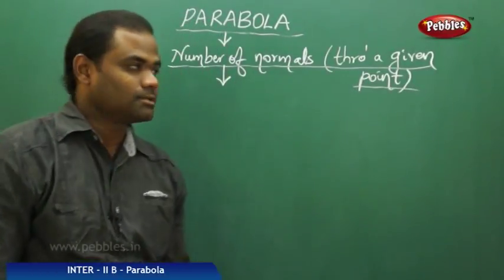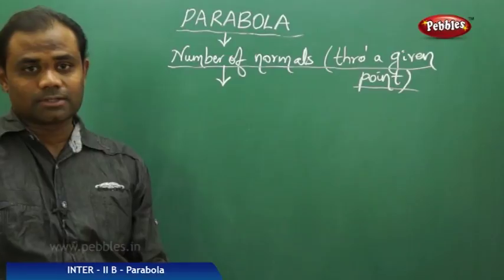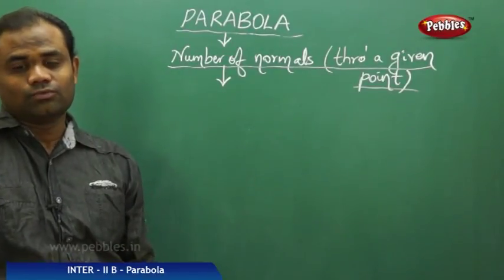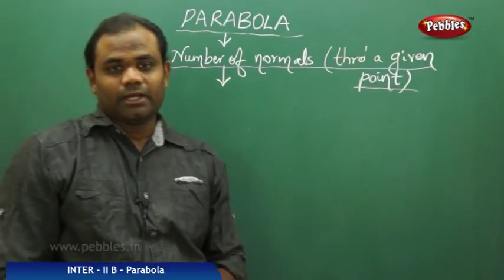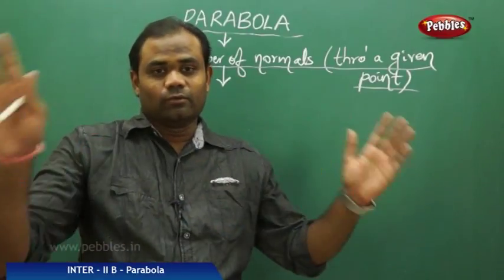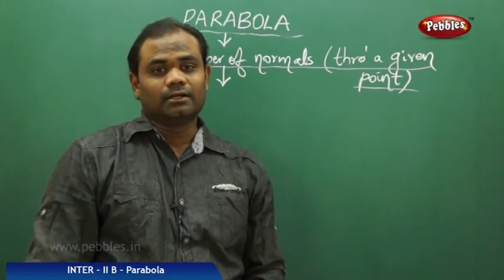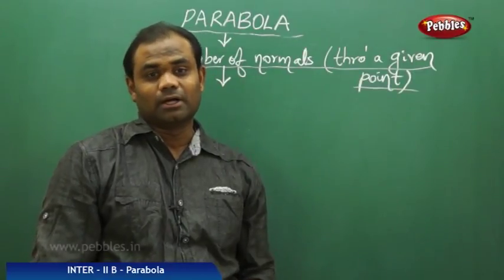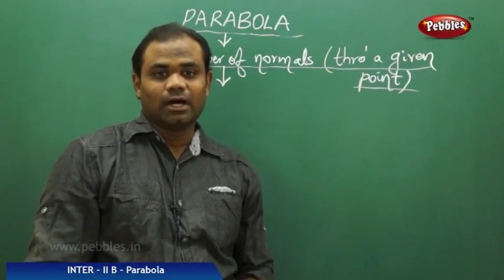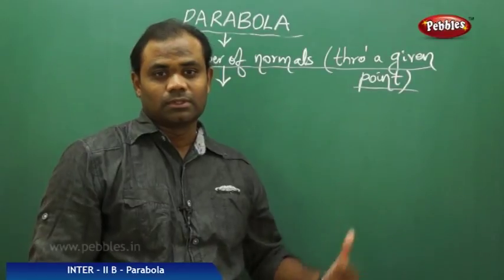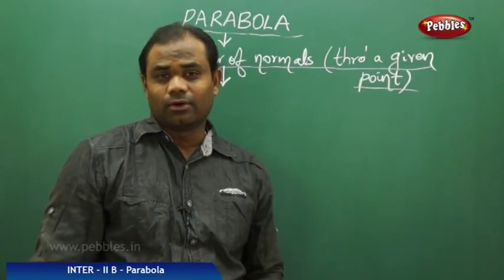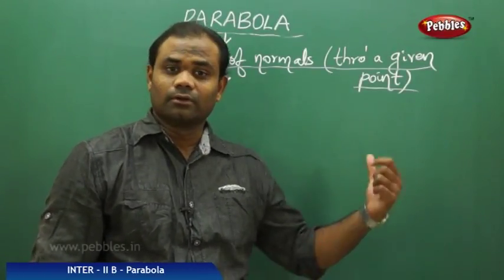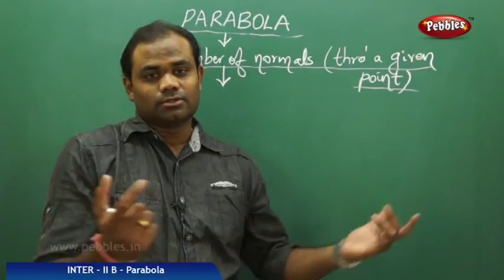Now let's see the concept of number of normals through a given point. So what does this mean? If I take a point in the plane where a parabola exists, then there are totally 3 normals which can be drawn to the parabola from that point. So let's see how we can mathematically support that there are exactly at the most 3 normals which can be drawn from a point to the parabola.